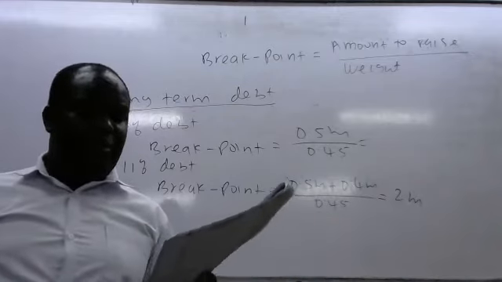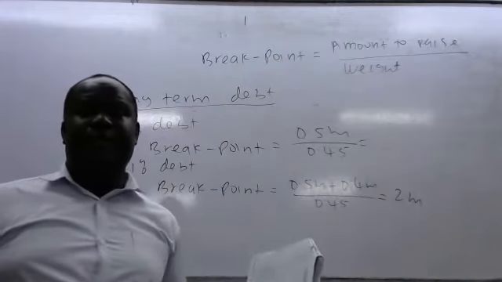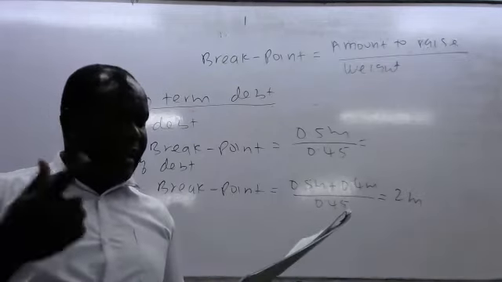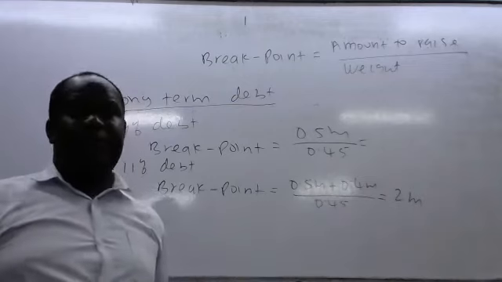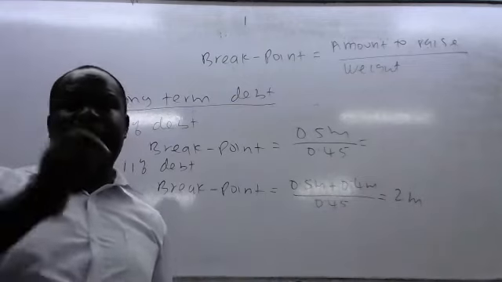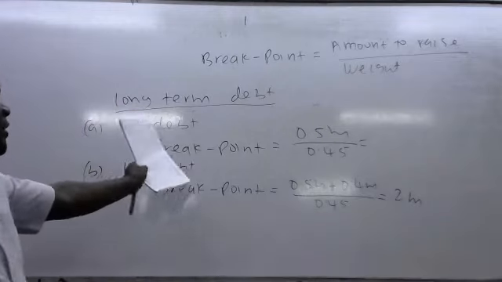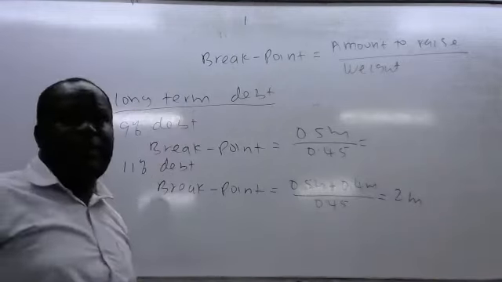We cannot calculate for the 13%, because for the 13% they are talking about 900 and above. So that above has not been identified. So that's now the summary on how to get the breakpoint. There are 3 of them.